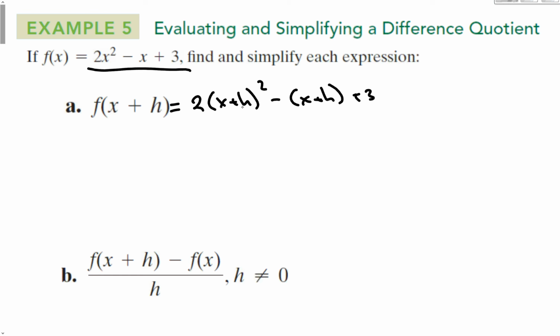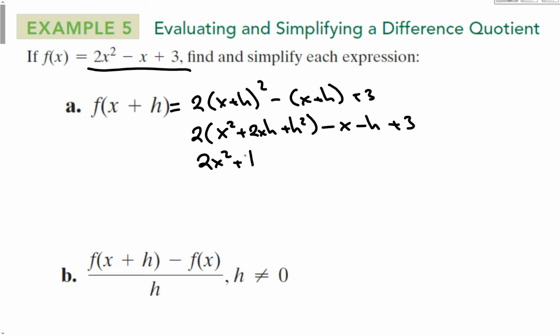Exponents come first. We have to FOIL this together, remembering, of course, that it has a middle term. So that's x squared plus 2xh plus h squared, minus both of these, so distribute the negative: minus x minus h plus 3. Now I'm going to distribute out the 2 to give me 2x squared plus 4xh plus 2h squared minus x minus h plus 3. Now we have our f of x plus h. None of the terms are like terms, so that's as much as we can do with that.